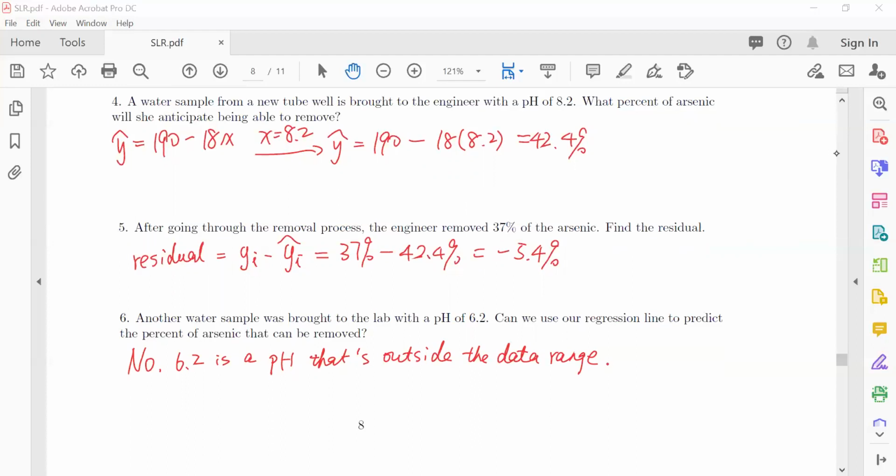This is an extrapolation problem, right? And we have talked about it. This is generally a bad idea. You shouldn't do it. Okay.